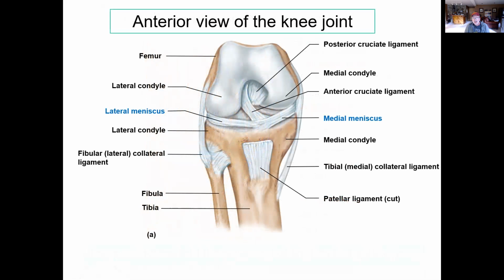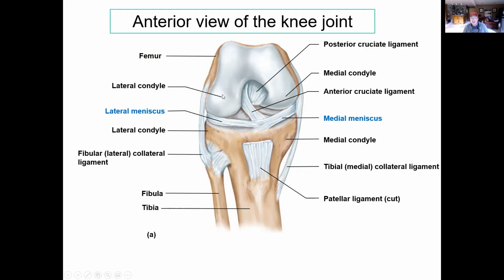This is an anterior view of the flexed knee. And again, this is the very same diagram that we have in the lab book in, I think, exercise 18 on joint movements and joint structure. So you will have seen this already, or you will see it very soon. What I do like about this is it shows the lateral and medial meniscus very nicely.